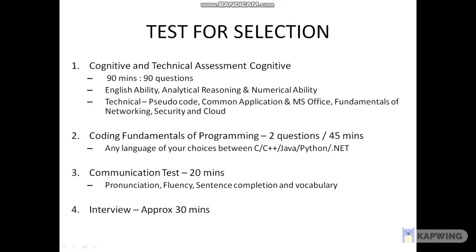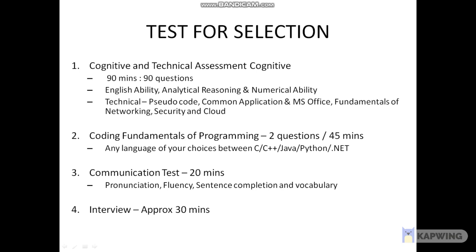There are four steps in the test for selection that you need to follow. The first one is the cognitive and technical assessment session. Here you are given 90 minutes for 90 questions, which means 1 minute per question. There is no negative marking for this session, and this is an elimination round.